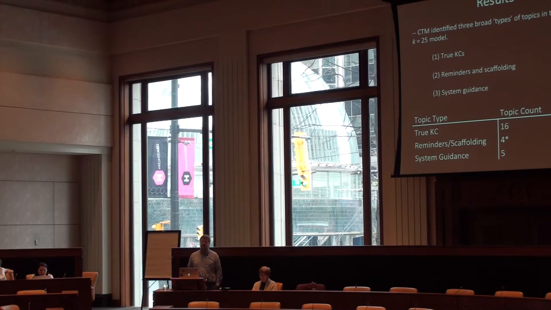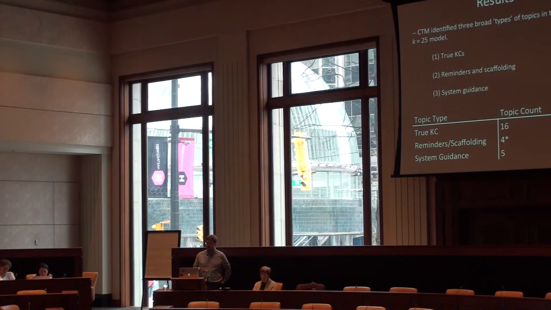As far as the results in the K equals 25 model, which is the one we chose to interpret, we found three broad types of topics that showed up within the model itself. We found topics that we defined as true knowledge components, so they seem to be things that were emblematic of what we would term as a skill, things that had to do with content, things that had to do with numerics and different fields of mathematics. We also found reminder and scaffolding types of topics and system guidance topics.